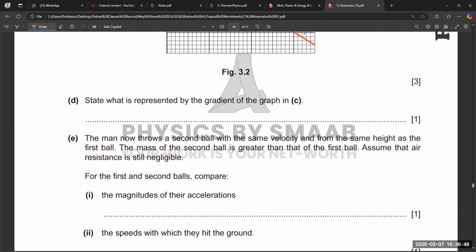And in D part, what is represented by the gradient of the graph? So the gradient of the graph, we already know, represents acceleration, because we have a speed time graph given in the question.